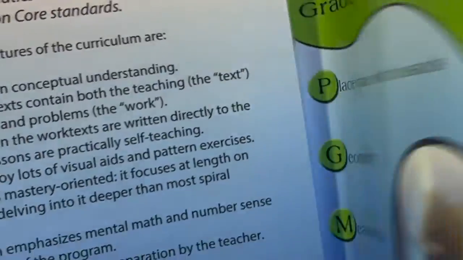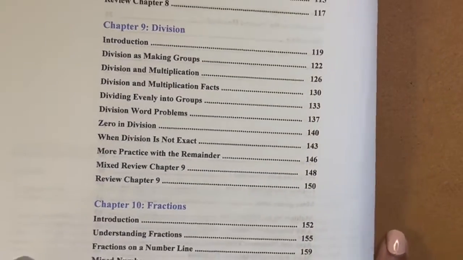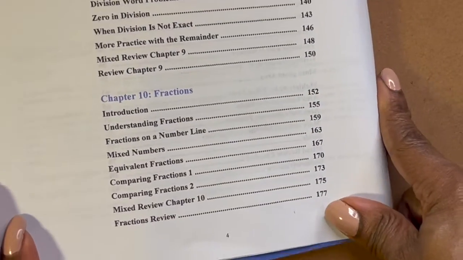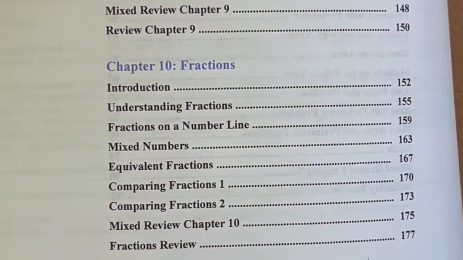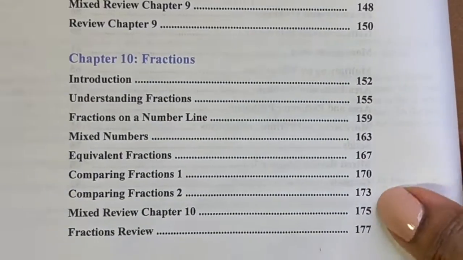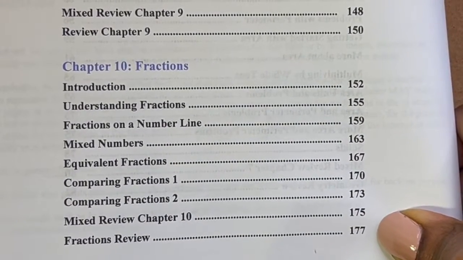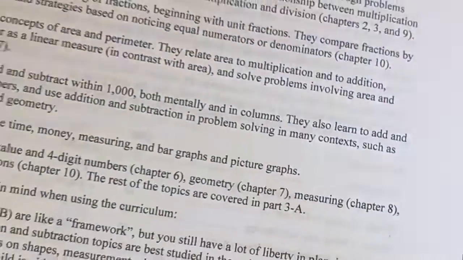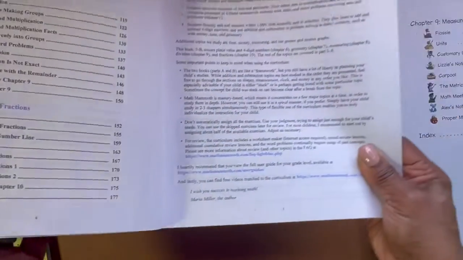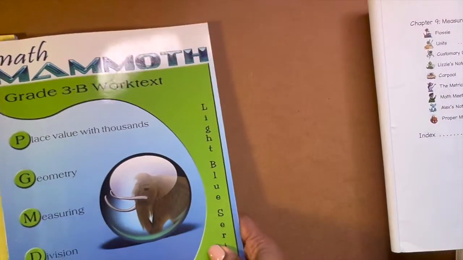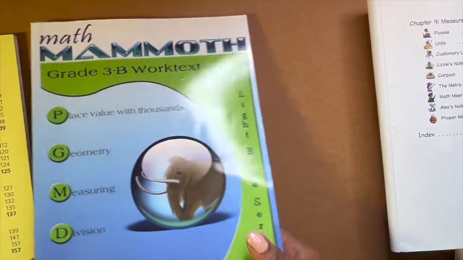Math Mammoth, 3B work text. Their chapter 10 is fractions. So they are aligning. Chapter 10, Math Mammoth. Okay. Mixed fractions, comparing fractions, equivalent fractions, understanding fractions, fractions on a number line, fractions review. That is it. And while we're looking at it, say goodbye, because that concludes Math Mammoth for the year. Okay. Well, at least with the textbooks. Okay. So we are done with that.